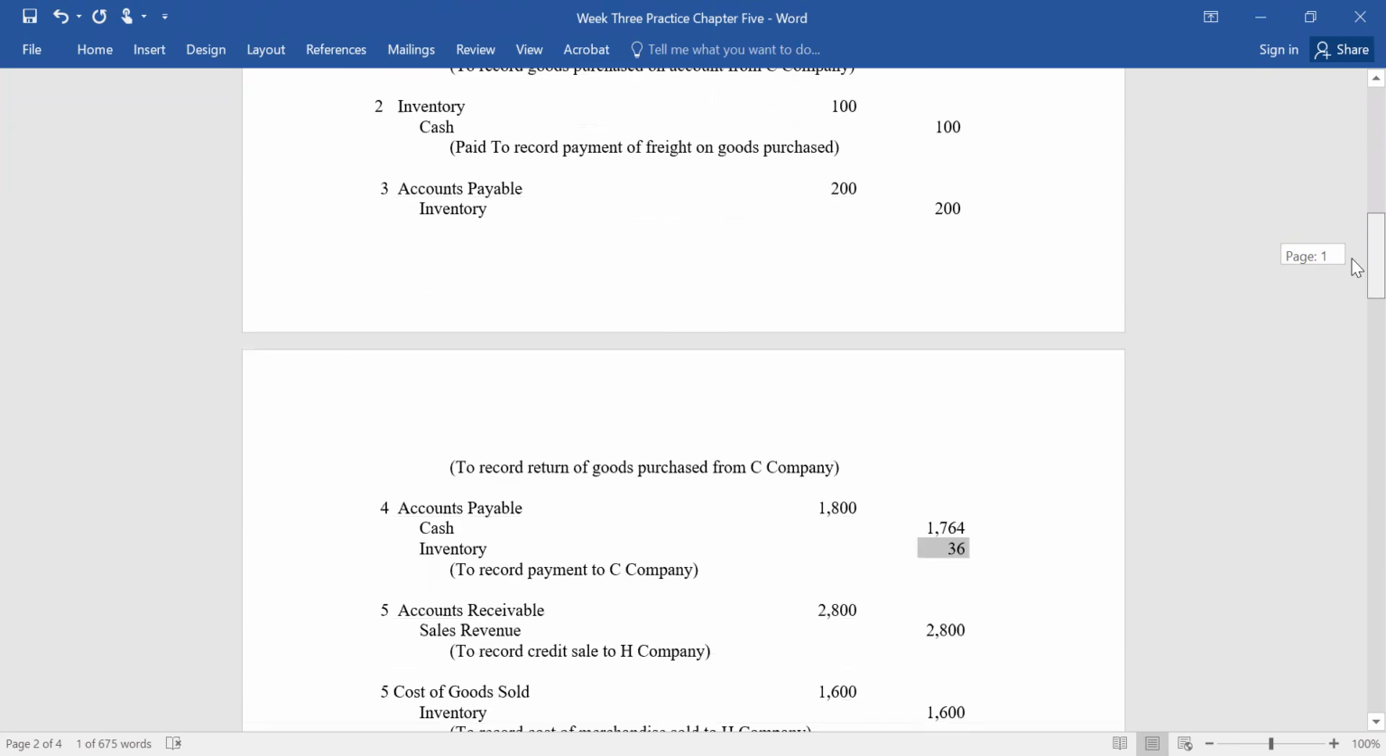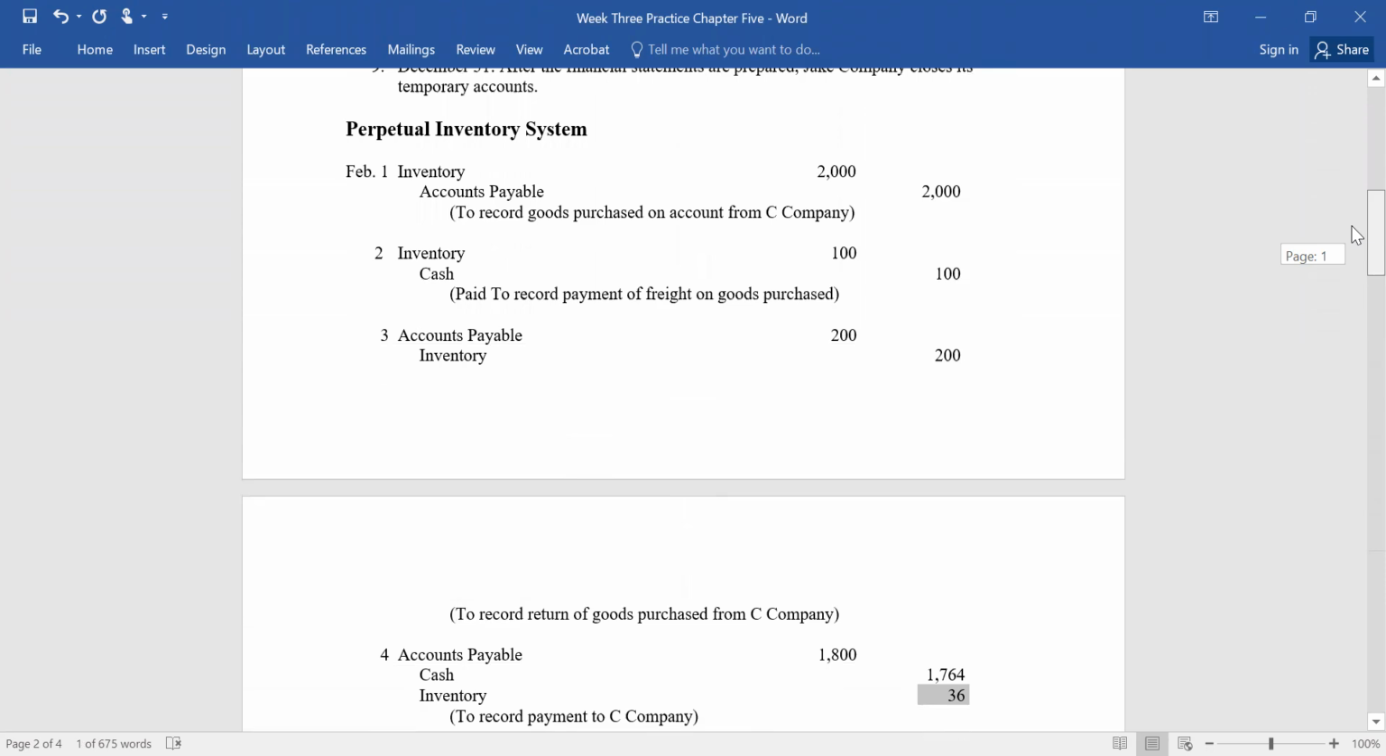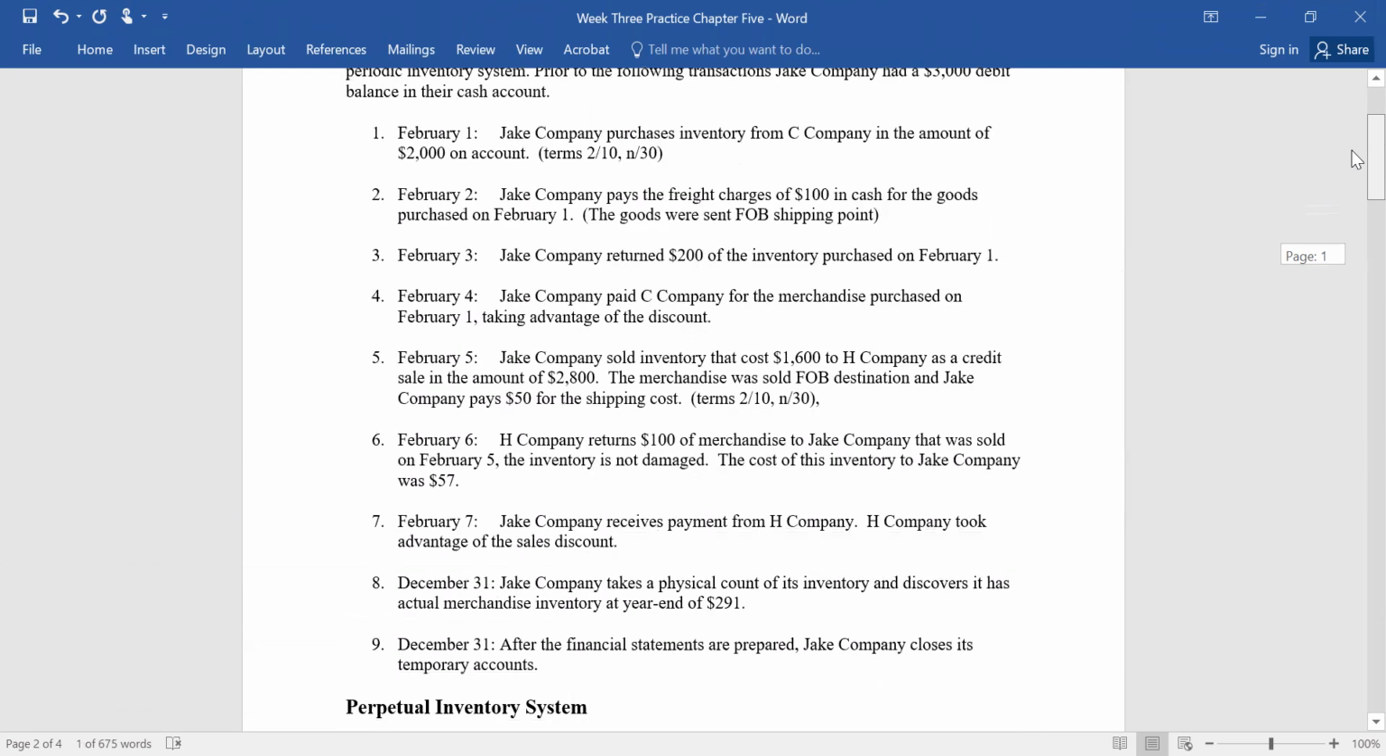Okay, what we're going to do in the next steps, February 5th, we are selling inventory. The inventory we're selling costs $1,600. We're selling it to H Company in the amount of $2,800, and it is a credit sale, so it's going to be an account receivable. The merchandise was sold FOB destination, which means the seller must pay the freight costs, and Jake Company pays $50 for the shipping costs. The terms are again 2/10, net 30.